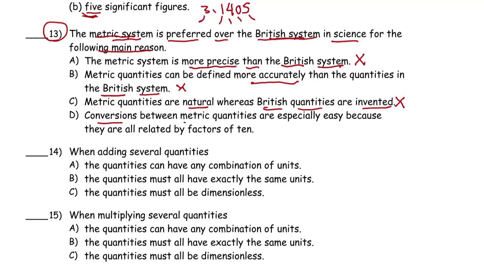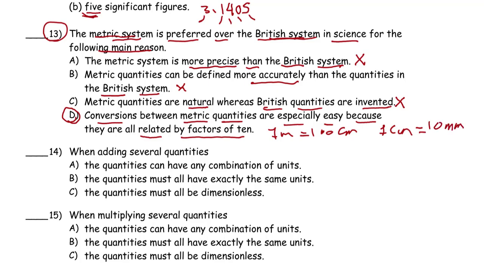Conversion between metric quantities is especially easy because they are related by factors of 10. This is right. You know why? 1 meter equals 100 centimeters, 10 power 2 centimeters. 1 centimeter equals 10 millimeters. So converting is so easy in the metric system.